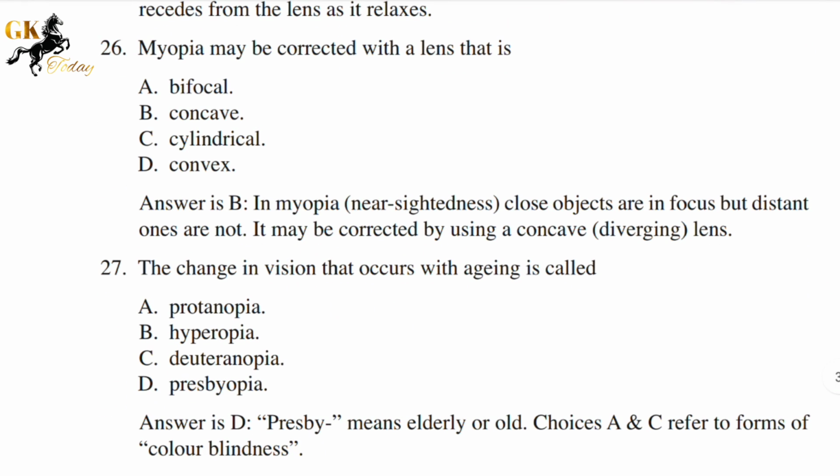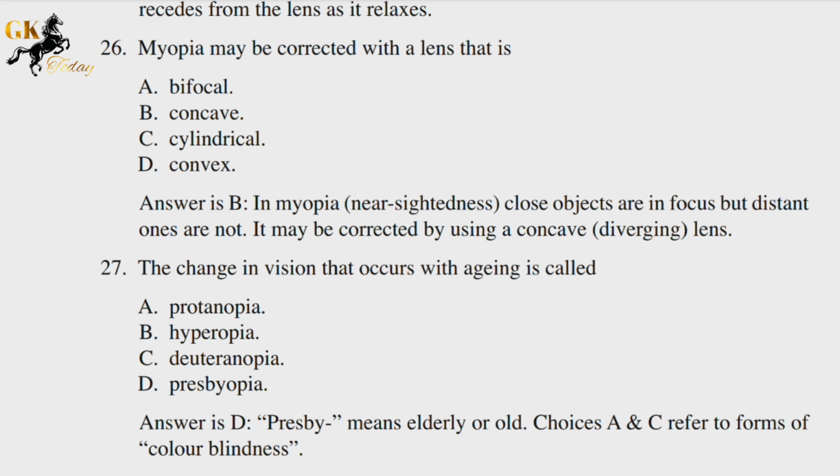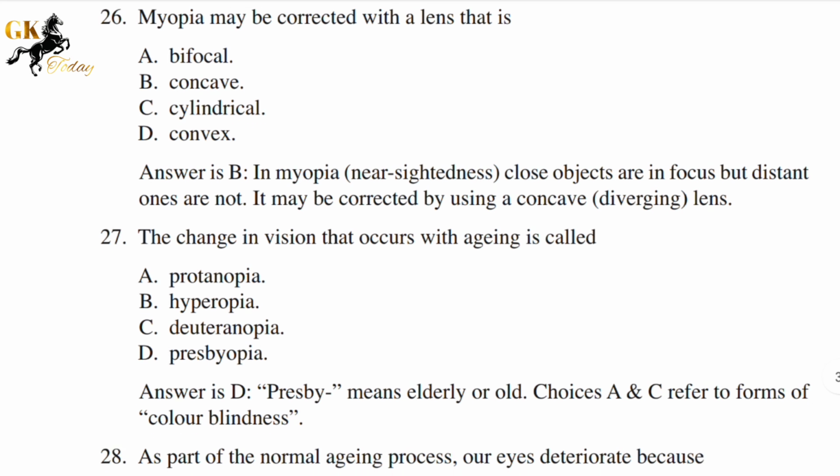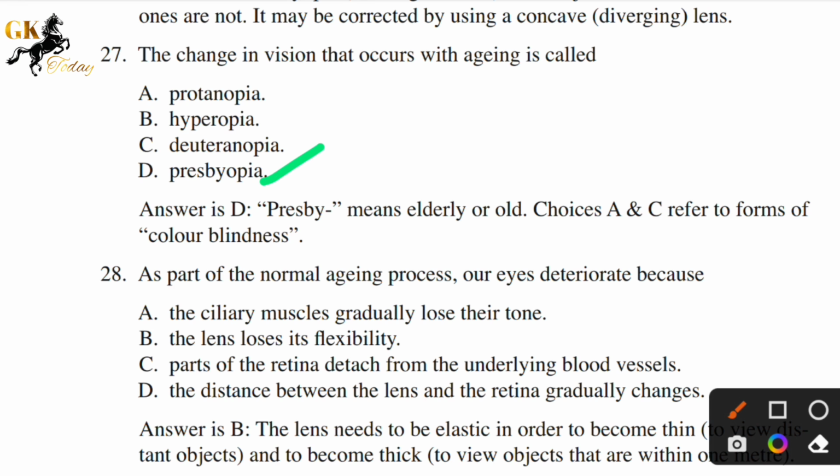Myopia may be corrected with a lens that is bifocal, concave, cylindrical, convex. Option B, concave. The change in vision that occurs with aging is called. Option D, presbyopia. This is a repeated question.